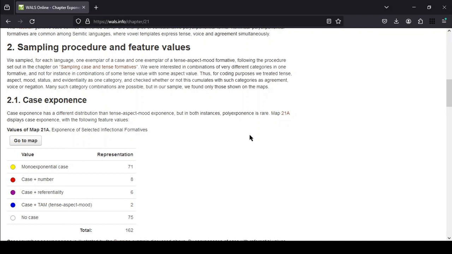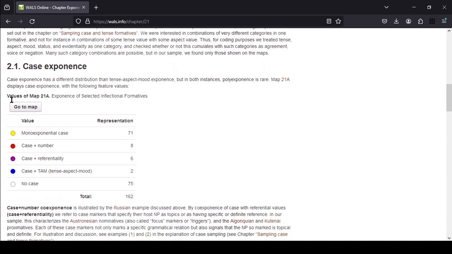Many such category combinations are possible, but in our sample, we found only those shown on the maps. Categories of agreement. Oh, okay. What does this mean? Oh, yeah. You could combine TAM with agreement, TAM with voice, TAM with negation, agreement with voice. But they only found some of those. So they're saying that they're only showing what could be shown.